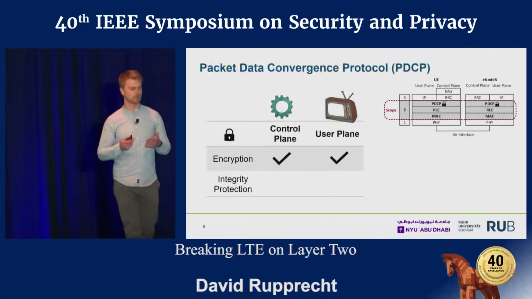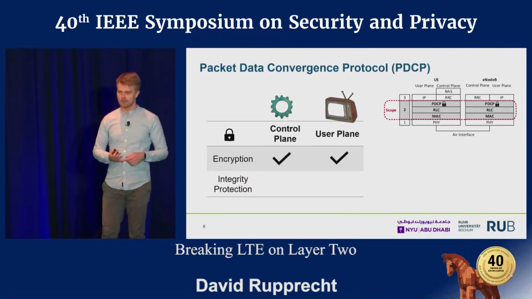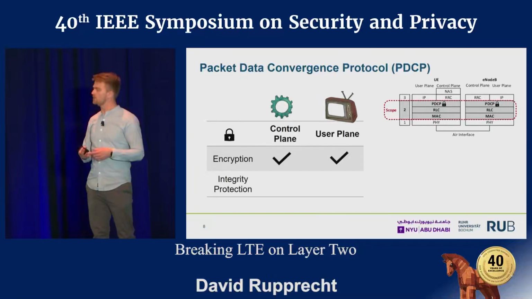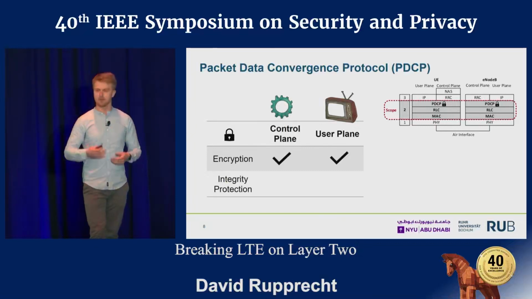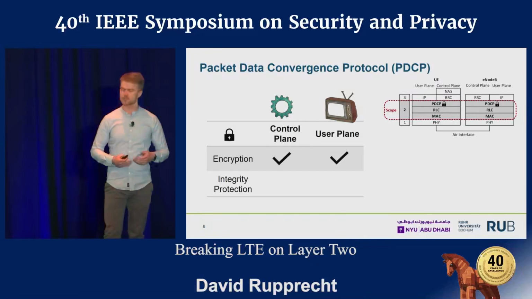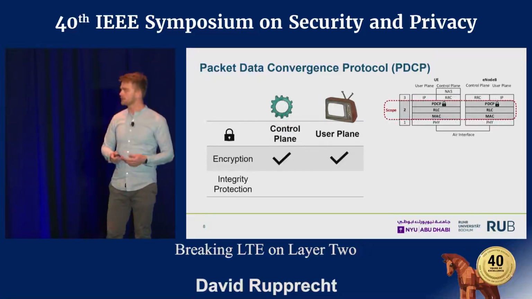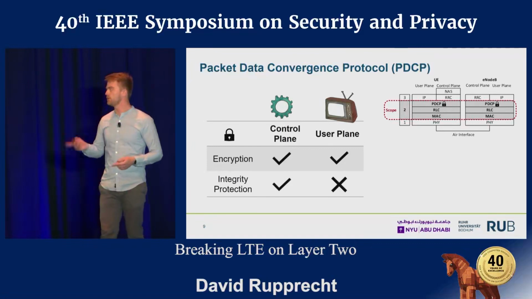First, we need to separate our data into two kinds of planes. We have a control plane. This is LTE-specific traffic, like when we hand over from one cell to another. This is done by the control plane. And we have user plane traffic. That is basically your raw IP data when we want to access a website or do some TV streaming. On both planes, we have encryption, and we have integrity protection only on the control plane and not on the user plane.